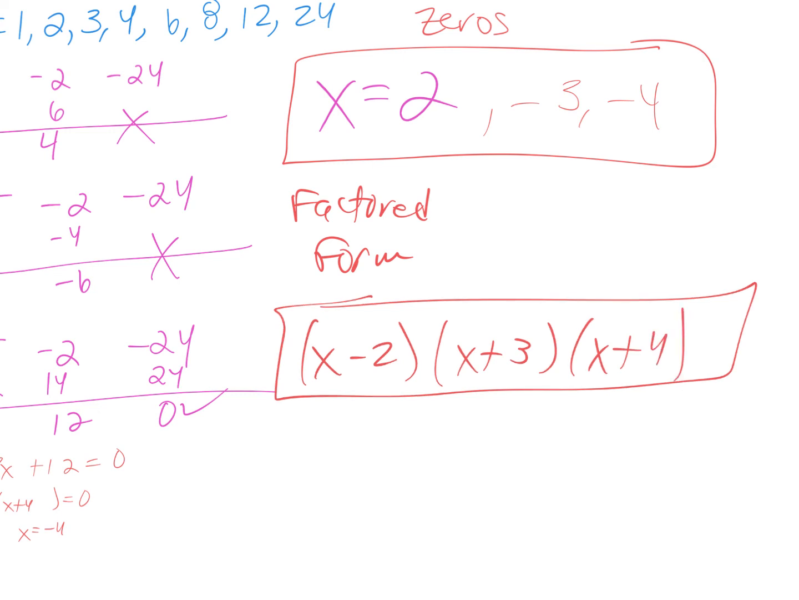You just take your zero that you have, and when you move it to the other side of the equal sign, it changes signs. Does anyone have any questions? You guys are doing great.